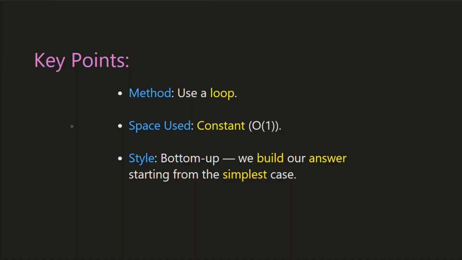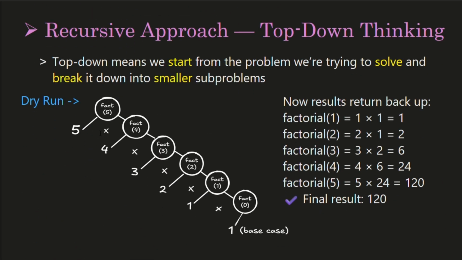Key points. Method, use a loop. Space used, constant, big O of 1. Style, bottom up. We build our answer starting from the simplest case. Now, let's see the recursive approach, top-down thinking.